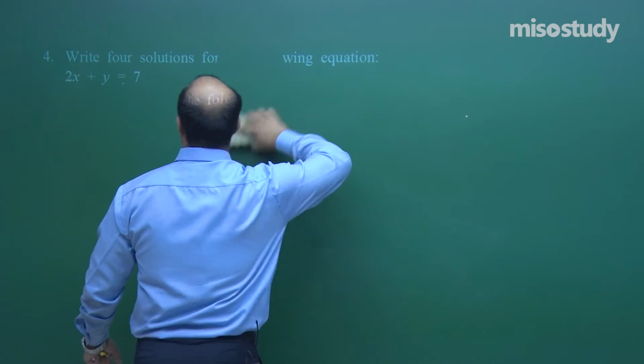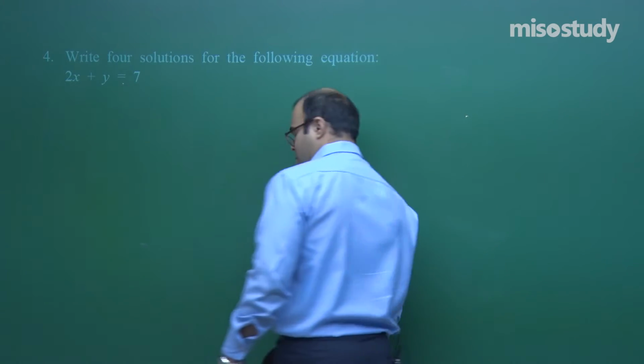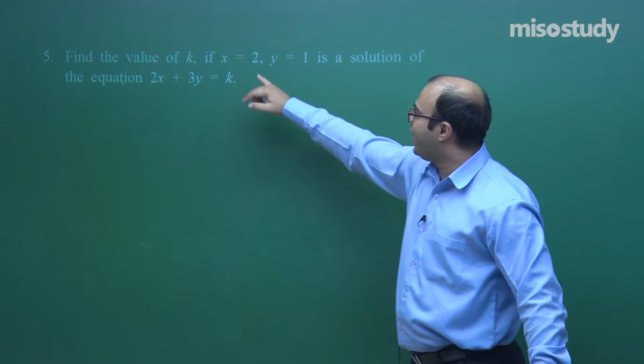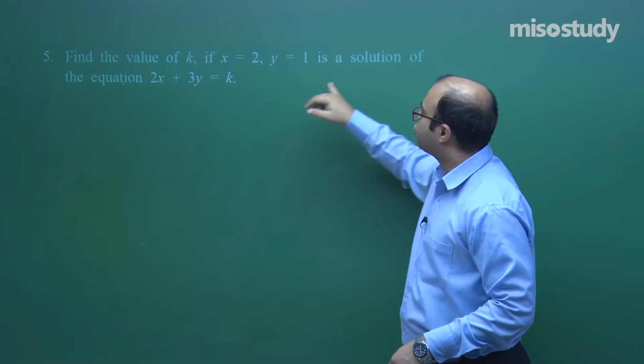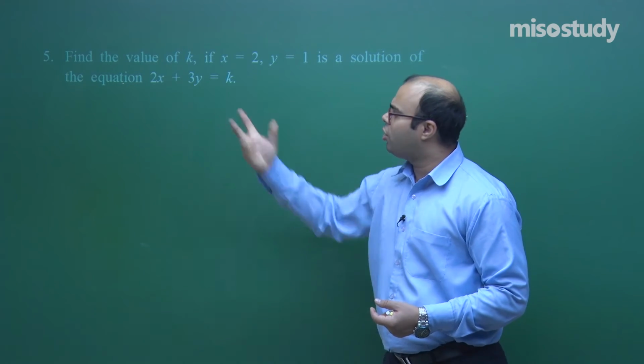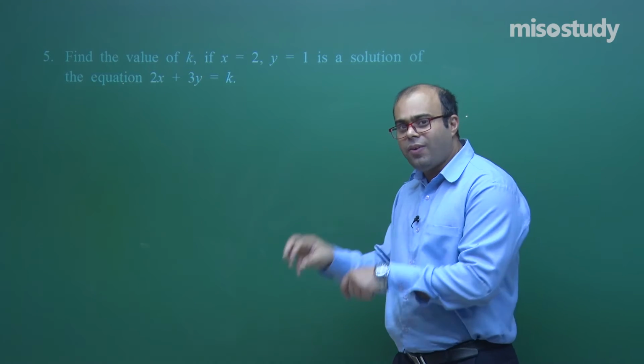That question is also of 1 mark. It is the 5th question. In this question, it has been asked: find the value of k if x equal to 2, y equal to 1 is a solution of the equation.